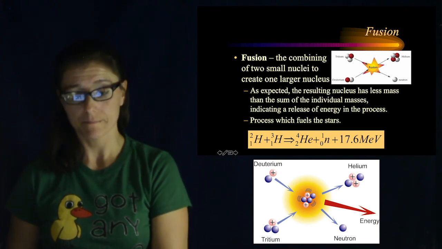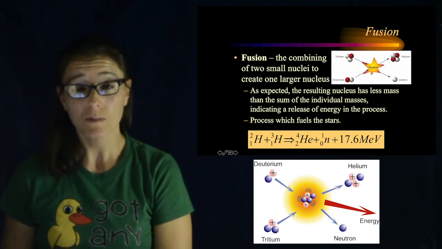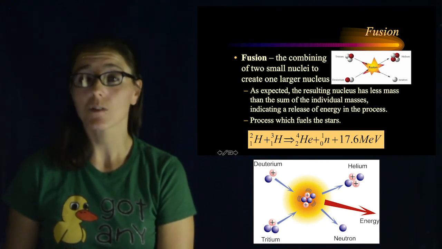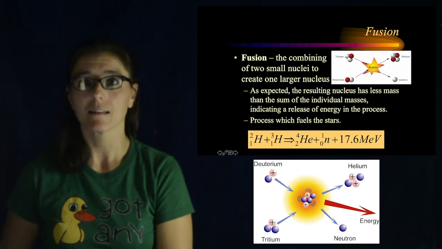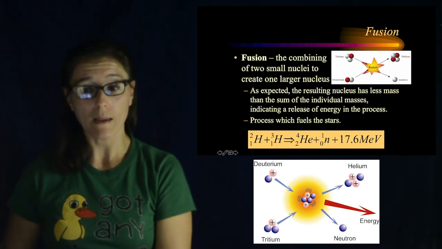But if you're doing this many, many, many millions of times, that 17.6 mega electron volts per fusion really starts to add up. I like to think of it as the Grand Canyon was made by a trickle of water, but given enough time, there's enough water to make the Grand Canyon. We have enough nuclei fusing in a star that it's actually quite impressive.